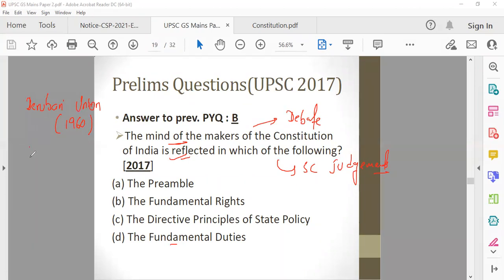So the Berubari Union case, then the Kesavananda Bharati case of 1973. Then there was one other case, the SR Bommai case of 1994, which is more known for the precedent rule. We'll talk about that later. So after all these judgments, the Supreme Court said that the mind of the makers of the Constitution is reflected in what?